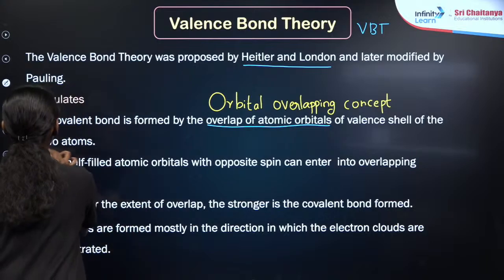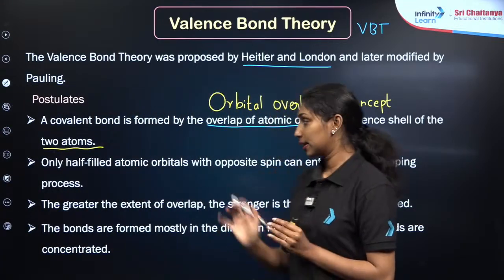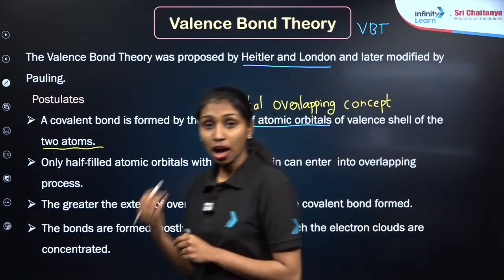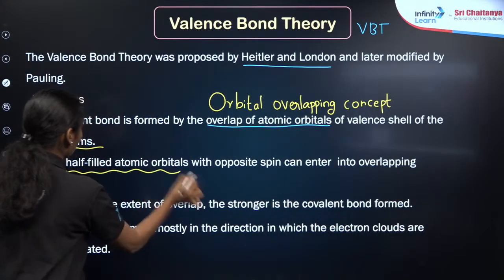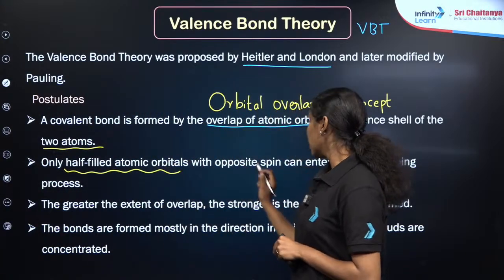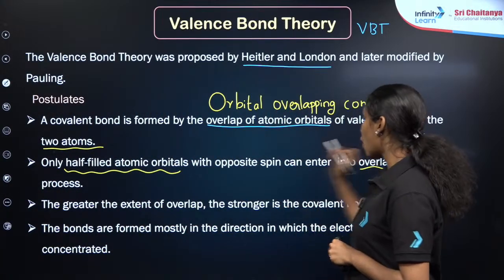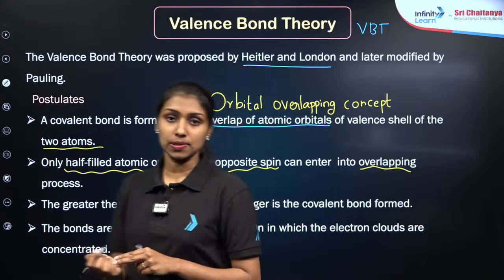Then this is the first concept. Then which orbitals will undergo overlapping? Only half-filled atomic orbitals. For example, if an atomic orbital contains an unpaired electron, that unpaired electron will undergo overlapping with an electron of opposite spin. We will discuss this later using examples also.